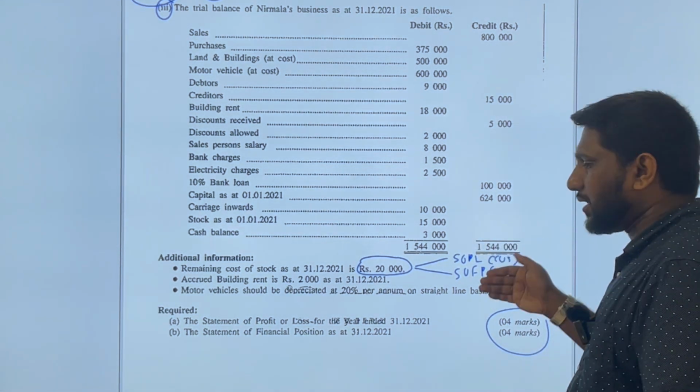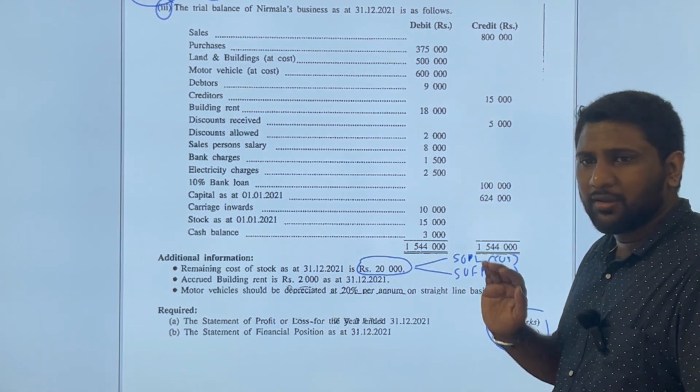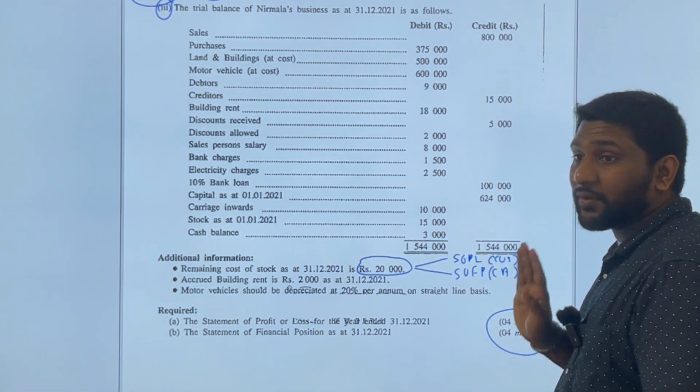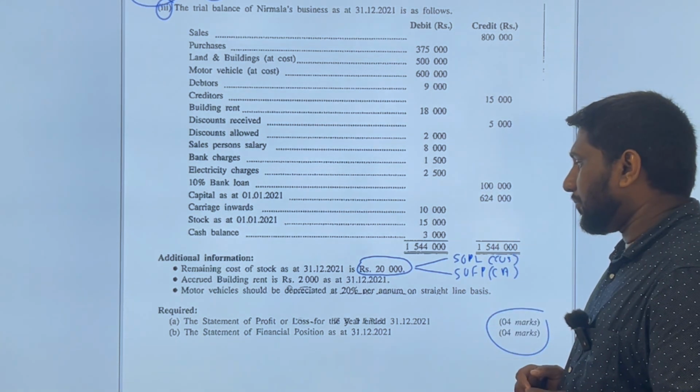If you record in these two places properly, for this one half a mark, for this one half a mark, you will get the complete 1 mark which is relevant for that. And whatever the connected marks also, you will get accordingly.